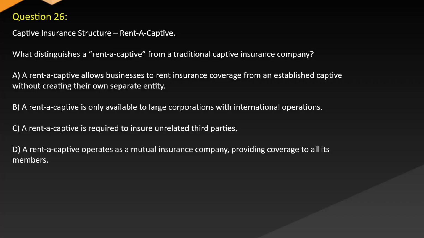Question 26. Captive insurance structure. Rent-a-captive. What distinguishes a rent-a-captive from a traditional captive insurance company? A. A rent-a-captive allows businesses to rent insurance coverage from an established captive without creating their own separate entity. B. A rent-a-captive is only available to large corporations with international operations. C. A rent-a-captive is required to insure unrelated third parties. D. A rent-a-captive operates as a mutual insurance company, providing coverage to all its members.